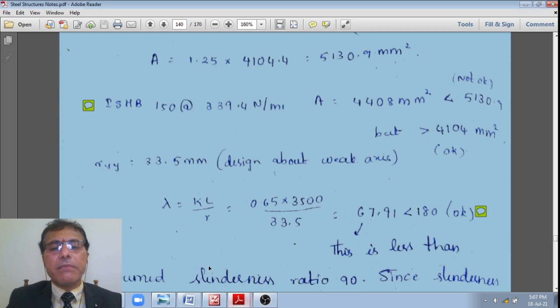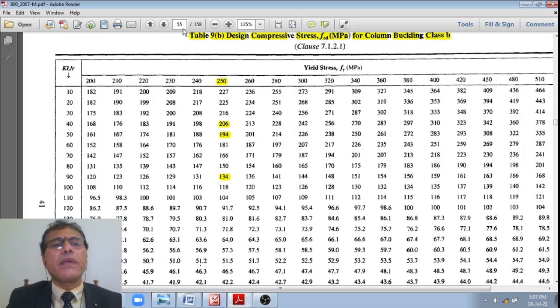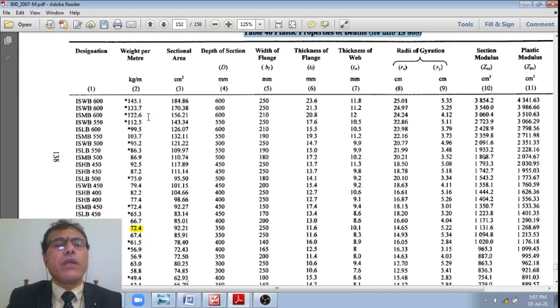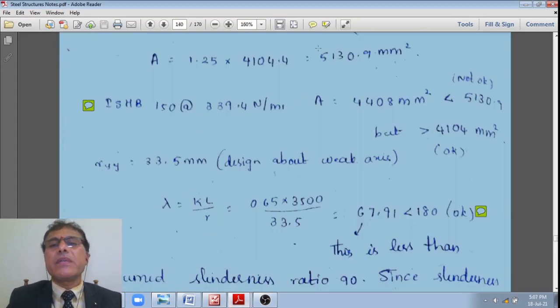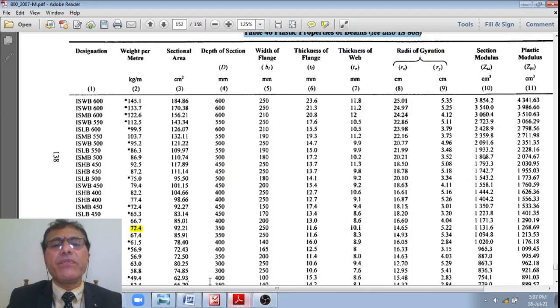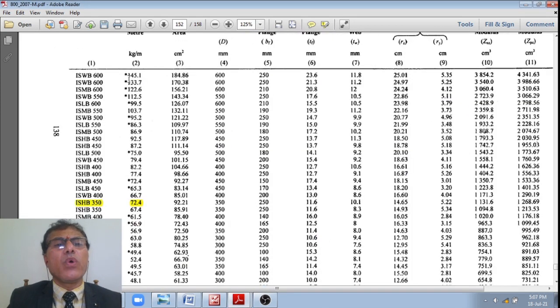Let me go to that page number 138 of IS 800, right? On page number 138, annex H, plastic properties of the beam section, or table 48. Now you go on searching. What we need to do, student, is search for a section where you have an area not less than 5131. If I go on searching like that, now I'm choosing a section ISHB 150.